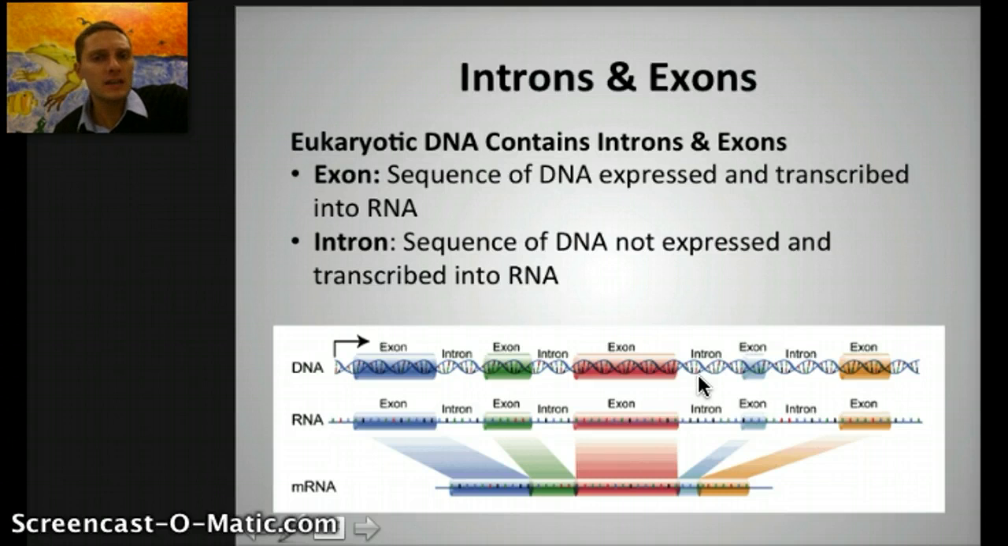In the last couple years or so, some new discoveries and scientific experiments have suggested that maybe those intron sections are actually responsible for some of the different expressions of the genes. There's a lot of research in that area right now, and it's an interesting area to see what different parts of the DNA are actually used and responsible for making different proteins. For our class, this is the basic of what you need to know. Exon is a sequence of DNA expressed and transcribed into RNA. Intron is a sequence of DNA that's not expressed.